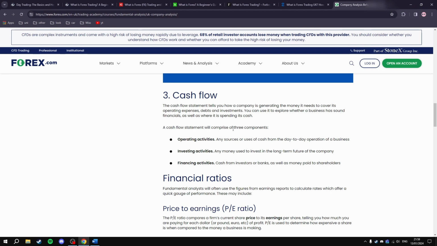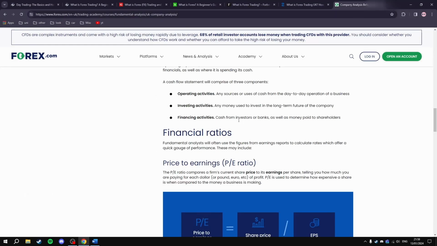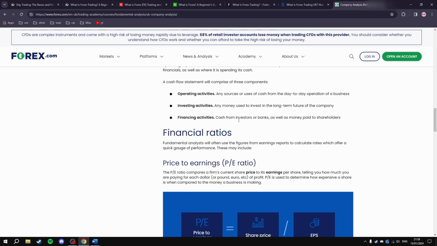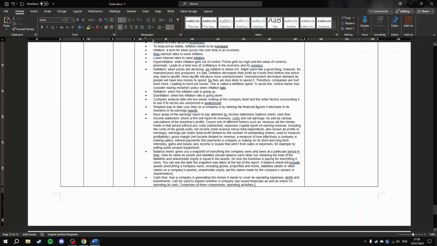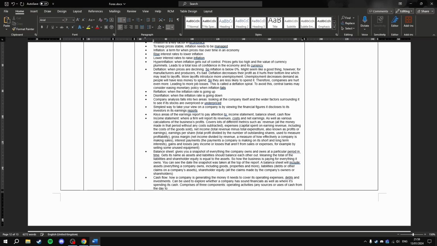A cash flow statement comprises three components. Operating activities: any sources or uses of cash from the day-to-day operation of a business.